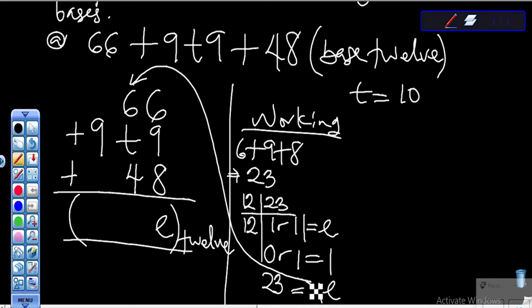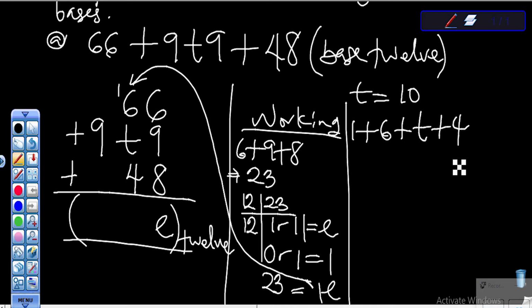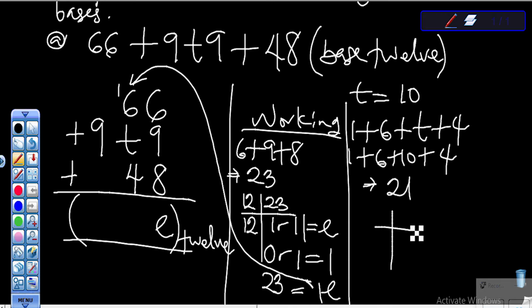So 1, this one here must be transferred to this place. So that's for the first part of the working. The second part of the working is now 1 plus 6 plus T plus 4. This is 1 plus 6 plus 10 plus 4, which is the same thing as 7 plus 14, and that is going to give me 21. 21 in base 12.